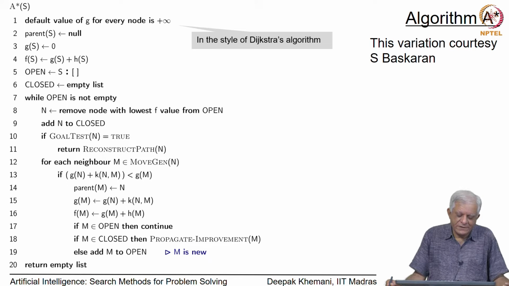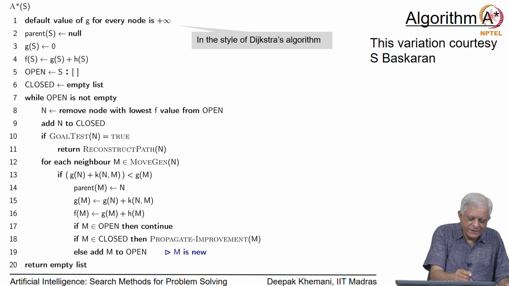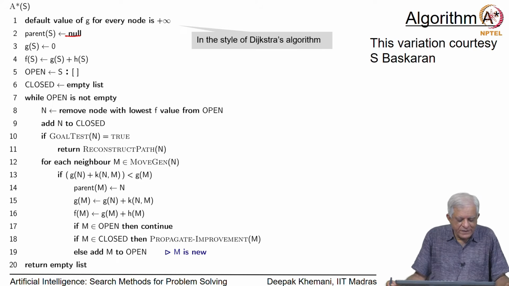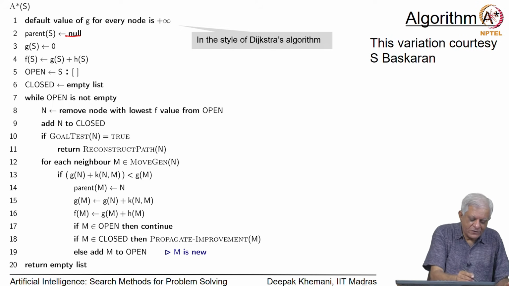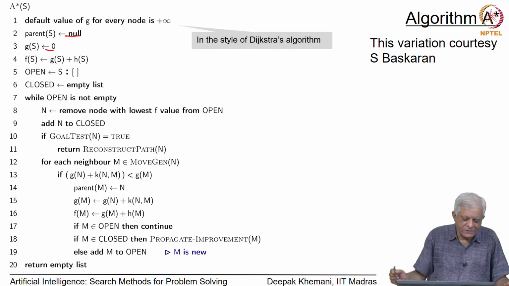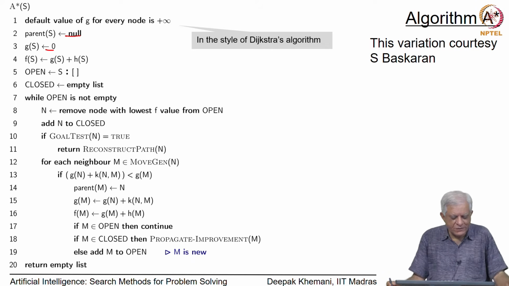We say that the start node S has no parent, its parent is null. We say that the start node S has a cost 0, g of s is 0. We compute the f value of the start node, which is g of s plus h of s, which will be h of s, because g of s is 0.